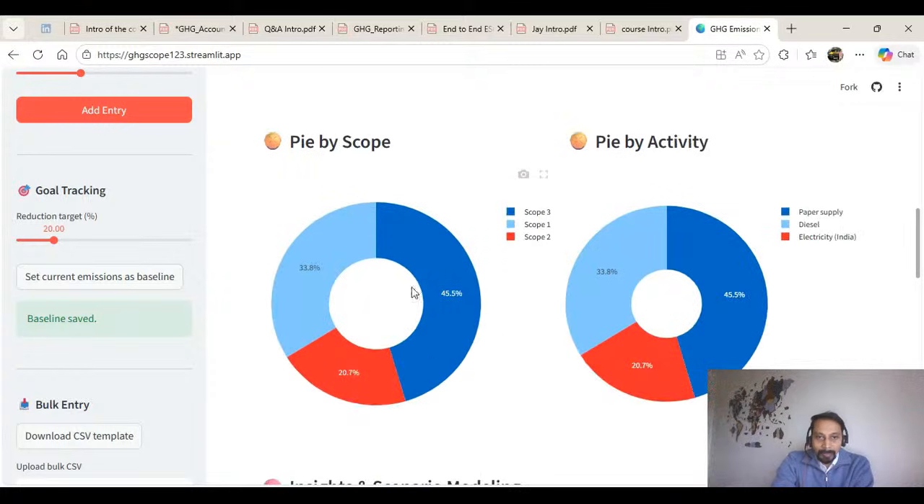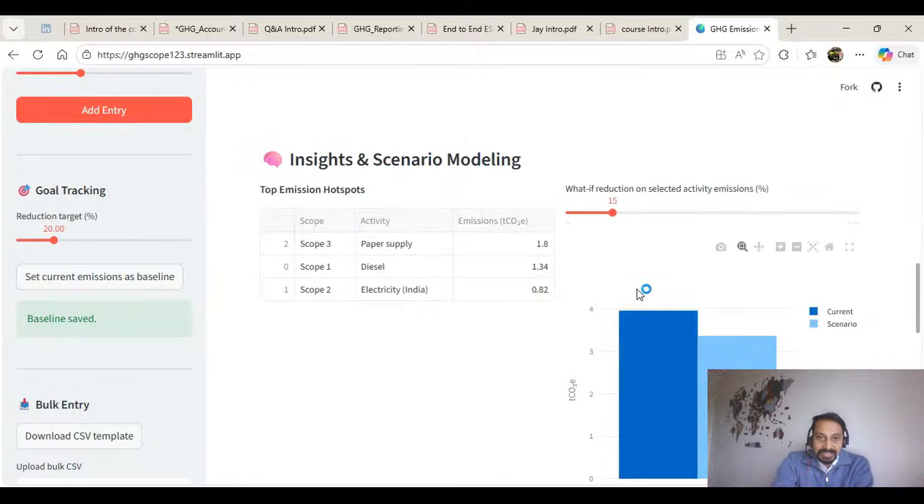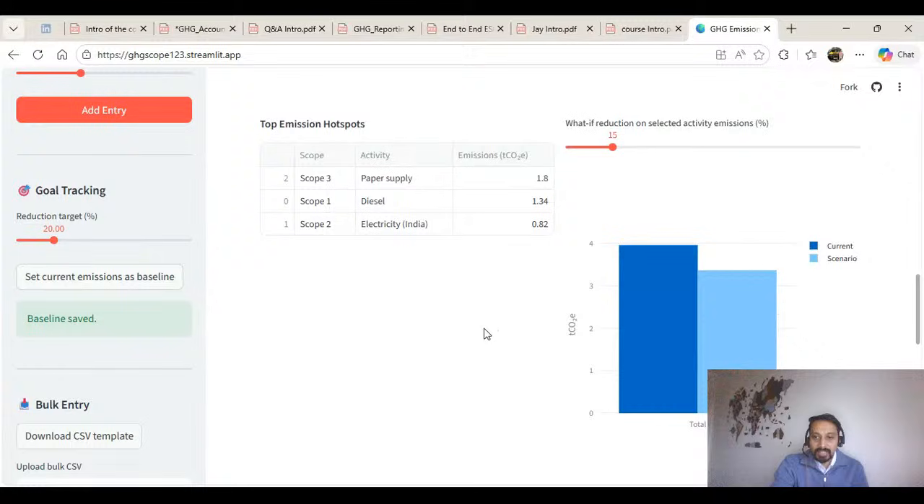Here is the pie chart showing how scope 1, scope 2, and scope 3 are divided, and this is the pie chart by activity. Also the insights and scenario modeling, that top emission hotspot is the scope 3. As I mentioned, often scope 3 is the main hotspot. And for this particular insight and scenario modeling, you can see the graph.